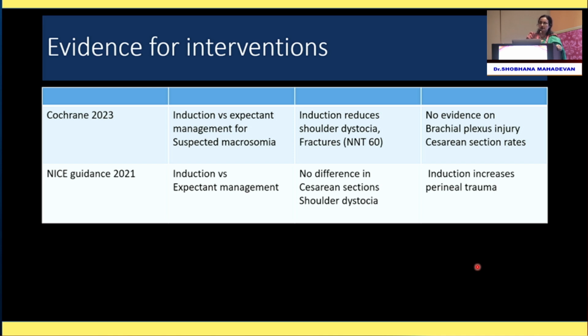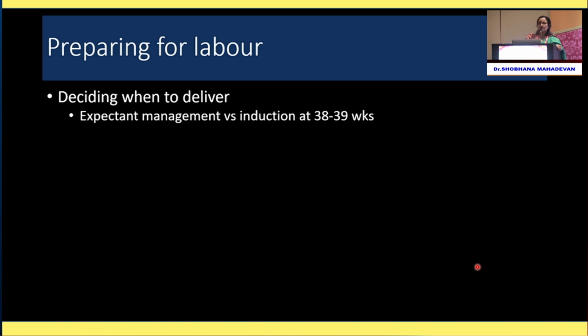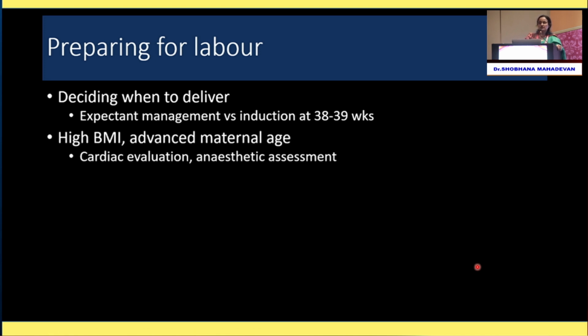The most recent Cochrane review of 2023, which looked at papers that compared induction versus expectant management for suspected macrosomia, came up with the conclusion that induction reduces shoulder dystocia and fractures with a number needed to treat of 60, without increasing the cesarean section rates. So this has changed the protocol in many centers abroad to induce early at 38 to 39 weeks if you find LGA. When we prepare for labor with suspected LGA or macrosomia, we have to decide when to deliver, probably around 38 to 39 weeks.